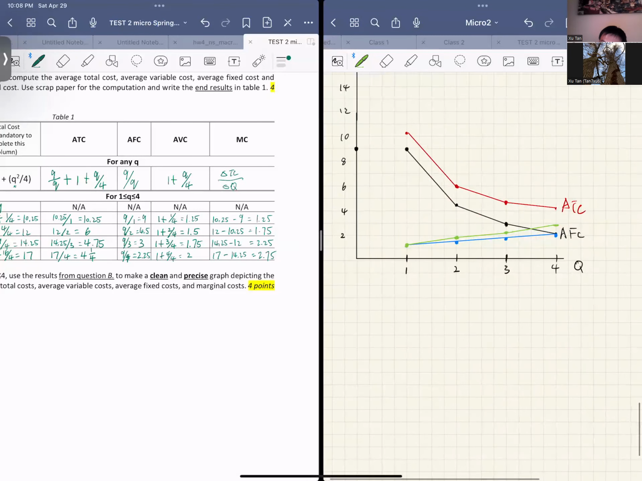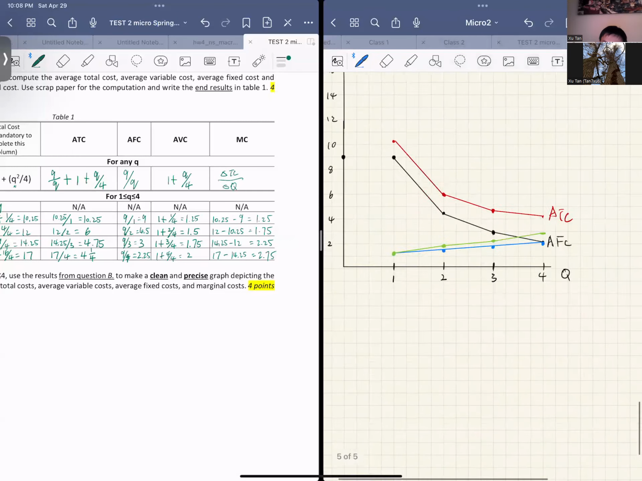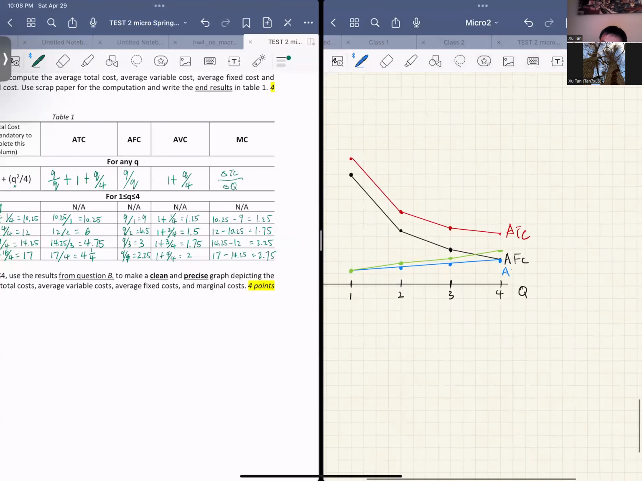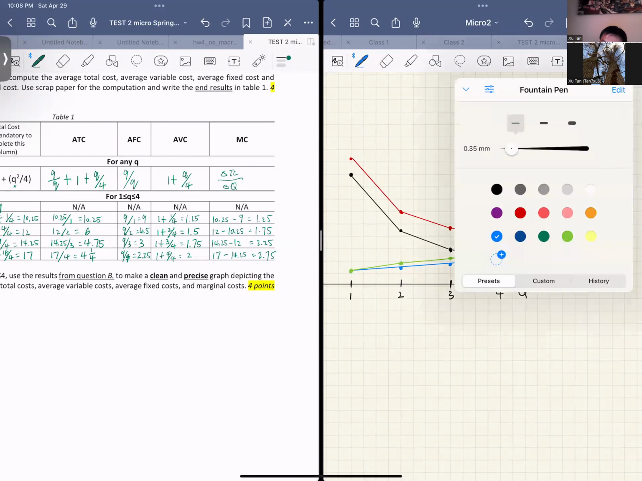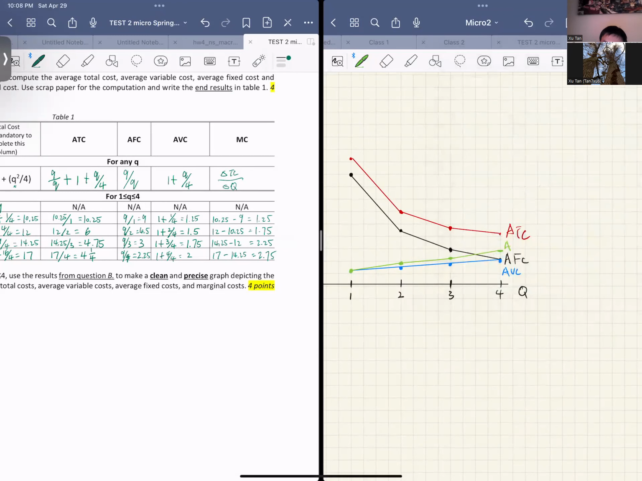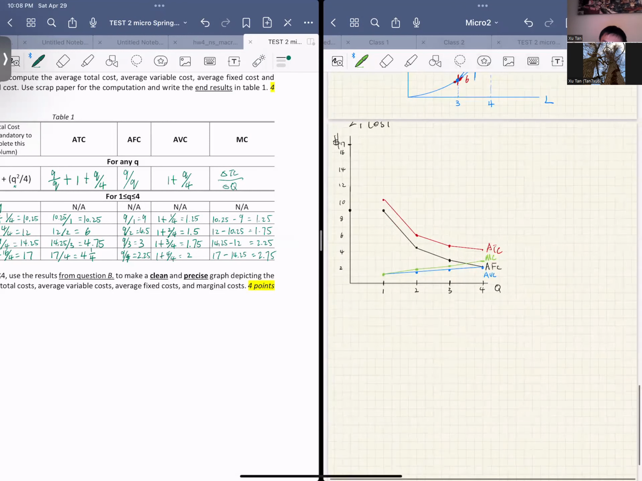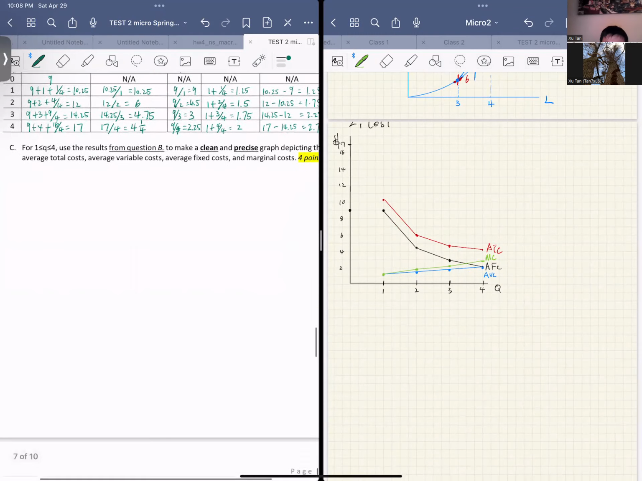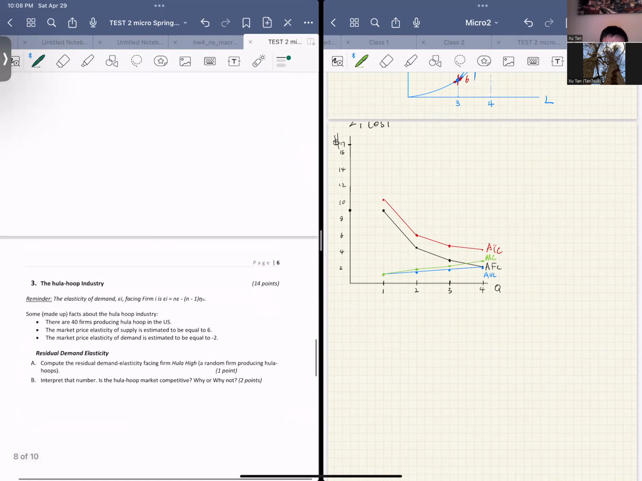Okay. So blue is average variable cost. Green is average marginal cost. Okay, so we have the graph right here. I will give you full credit.